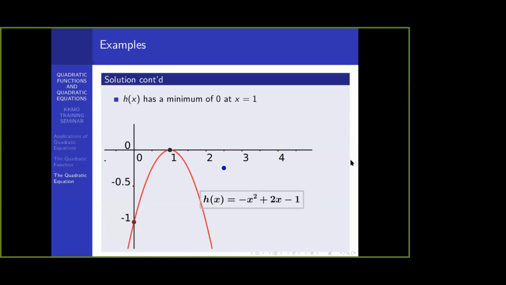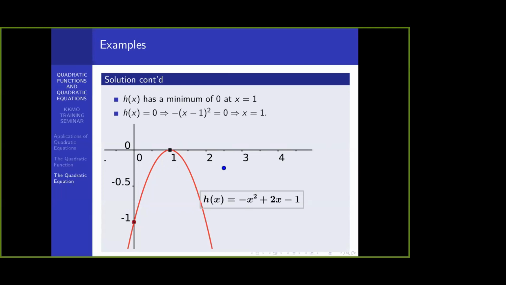Again, this is a mistake. This should be a maximum value. It has a maximum value of 0 at x is equal to 1. So the curve will face downwards, and that's what you get. So these features will help you quickly sketch the graph. Once you find the relevant points and you know the sign of a, you're able to sketch the graph and pull out some of its properties.